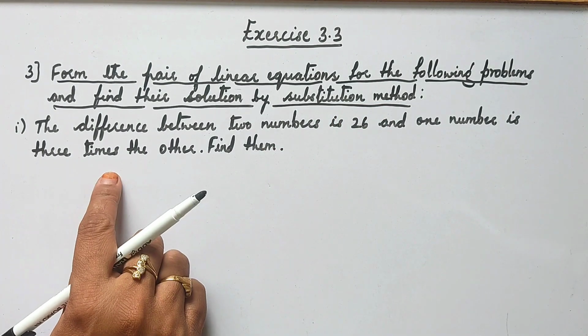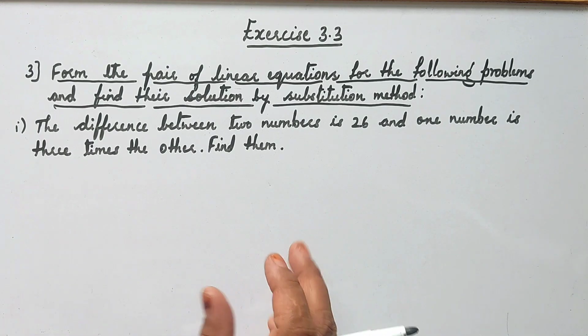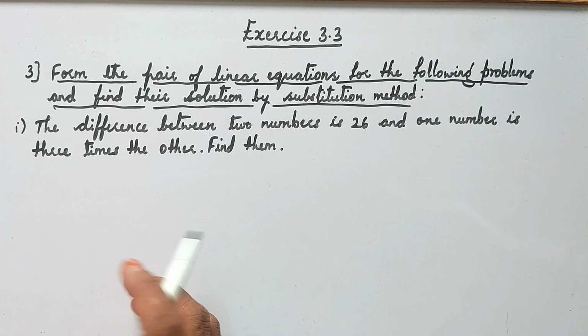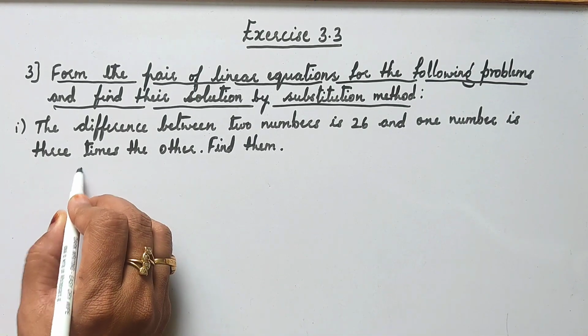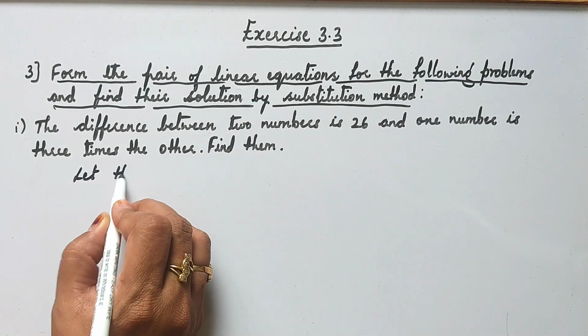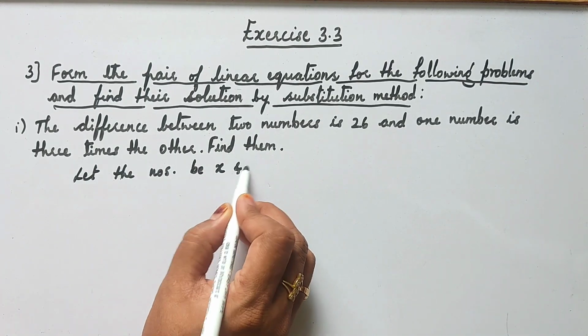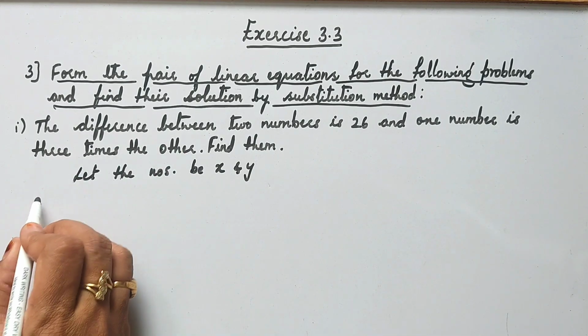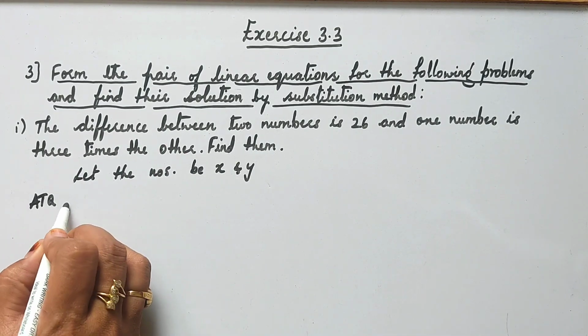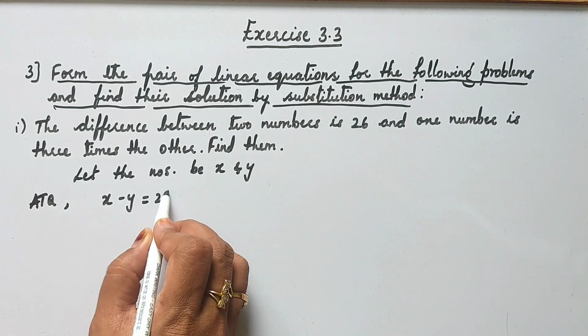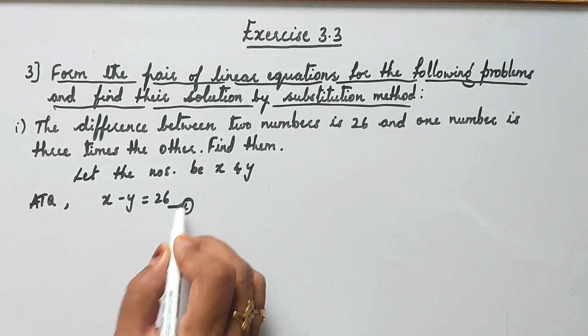Now, you can see the difference between two numbers. Do we know what those two numbers are? No, we don't know, right? So let us assume the numbers to be x and y. According to the question, difference means subtraction: x minus y is 26. This is equation 1.